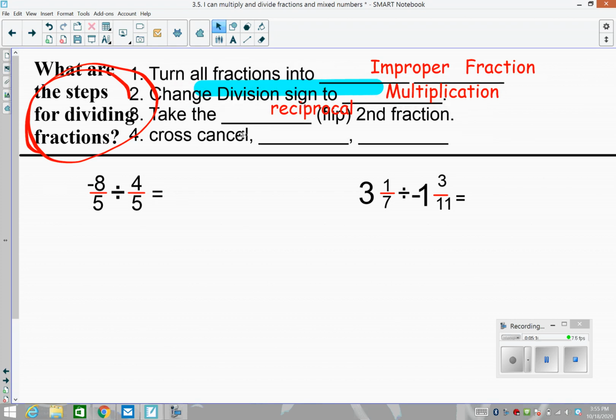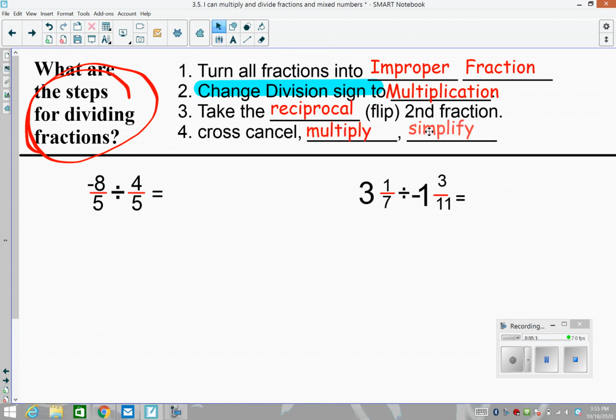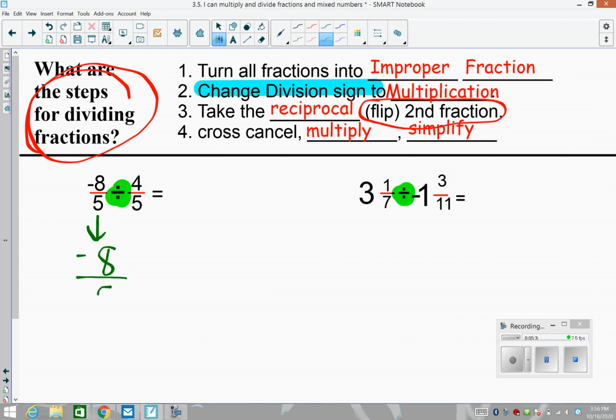And then after that, you can take the trick of cross cancel, multiply, and simplify. So you have some options on how to do the last simplification steps. But the key in our work today is both of these say division, which means we're going to have to change them to multiplication, and then we flip the second fraction. So let's get in here and take care of this. No common denominator needed, but we're going to leave the first fraction. We change this to multiplication, and we flip, called the reciprocal, the second fraction.